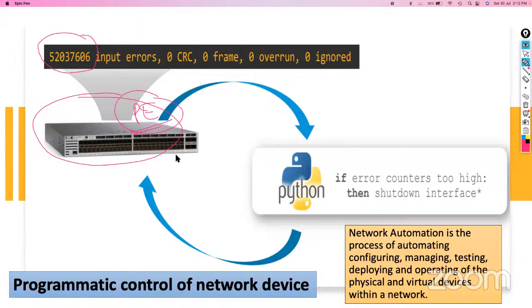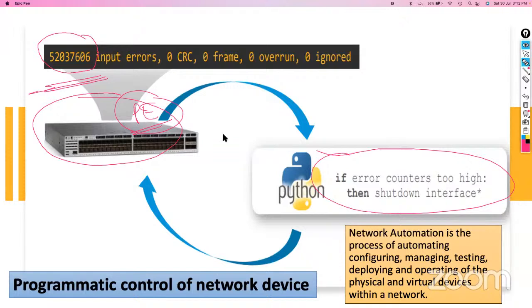And according to that, we have to take the decisions. But what if we integrate Python inside that? What we can do is, rather than checking these input errors manually, we can simply automate the script so that if this interface gets more input errors, or if the counters of this interface are too high, then automatically shut down the interface.